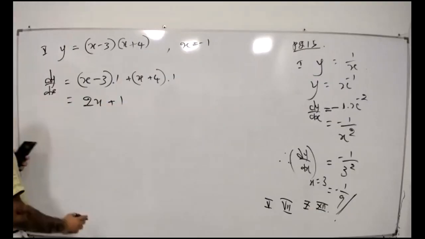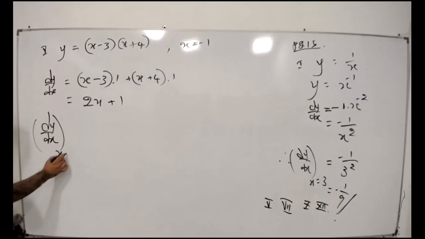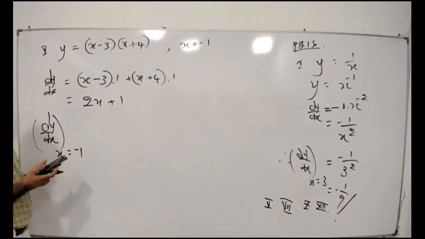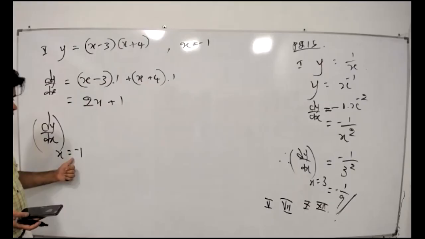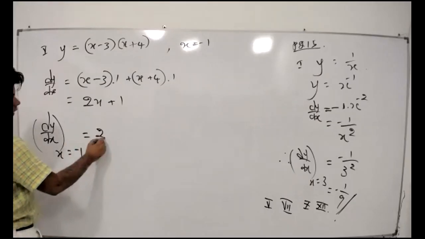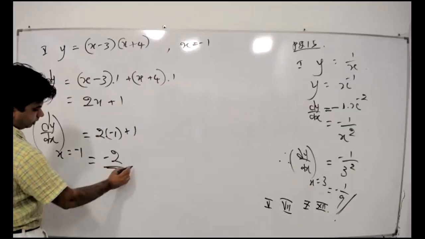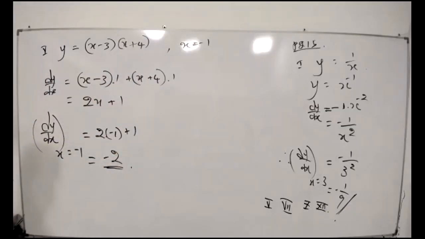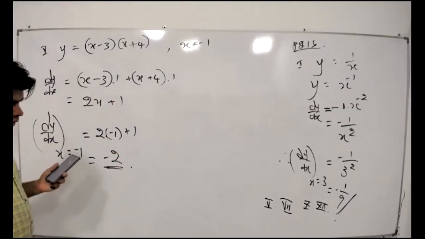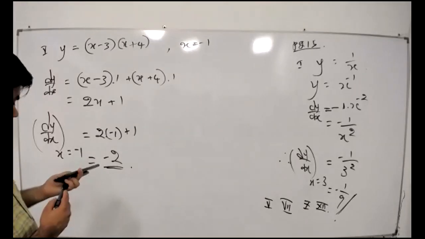Very simple, right? Then dy by dx at x equals minus 1. Understand the meaning of this symbol: gradient at x equals minus 1. So you get 2 into minus 1 plus 1. The answer is minus 2. Now similarly, we can take 7, 10, and 12.